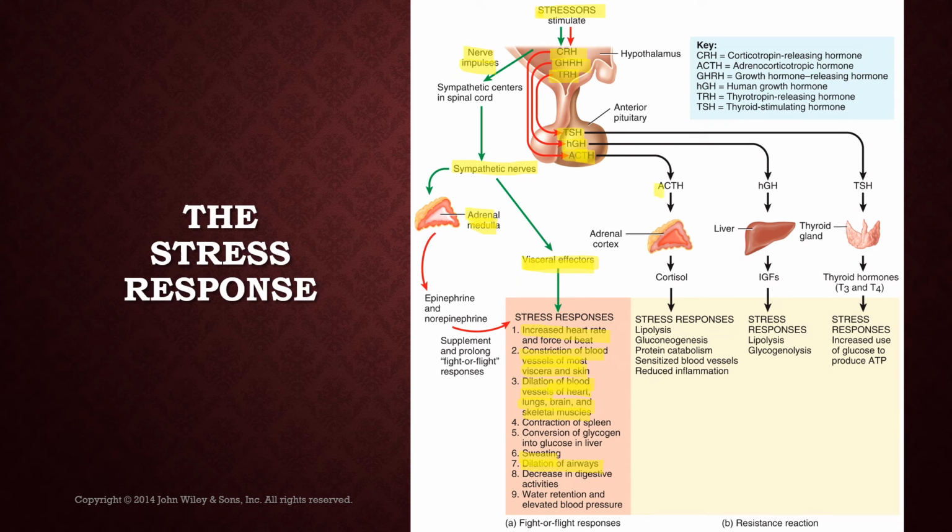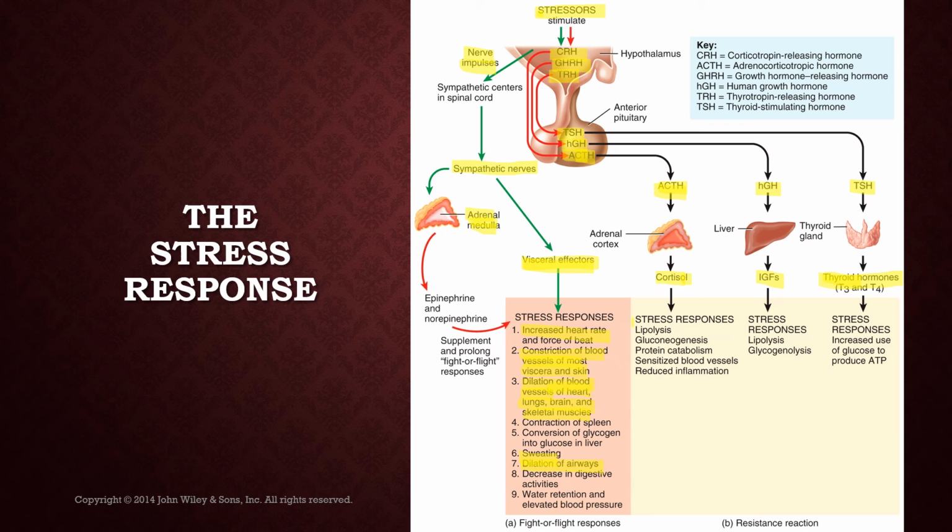And these will act on their respective organs, and we've talked about these before. These responses involve the adrenal cortex releasing cortisol, the liver releasing insulin-like growth factors, and the thyroid gland releasing thyroid hormones. We've discussed what each of these hormones does individually, but we're seeing that they are really involved in the stress response, in the long-term stress response, in this long resistance reaction here.